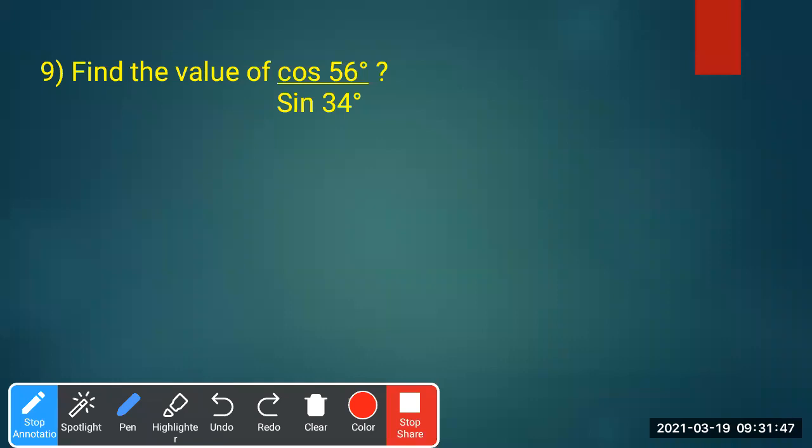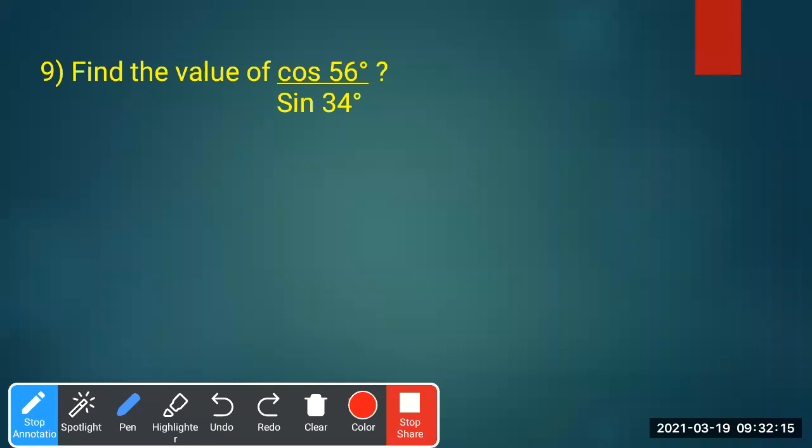You have to write it properly because there are marks for each and every step. At the last, you also have to write the final answer, that is the value of cos 56 upon sin 34 is equal to so and so. This is how you present your answer if the question comes for 2, 3, and 4 marks. So here, find the value of cos 56 upon sin 34 degree.